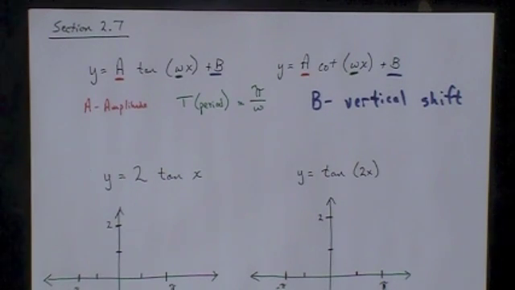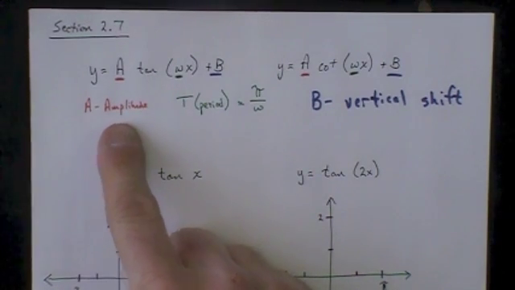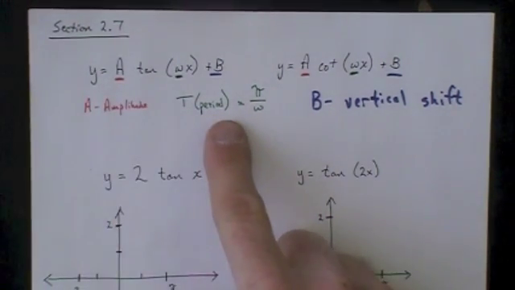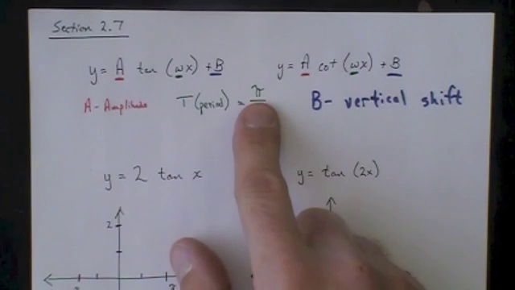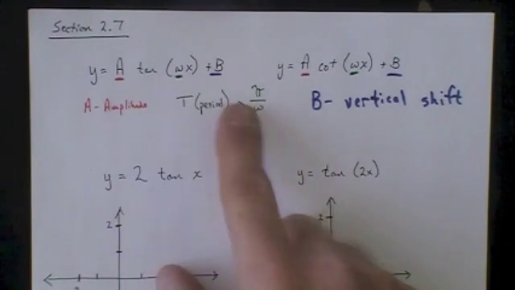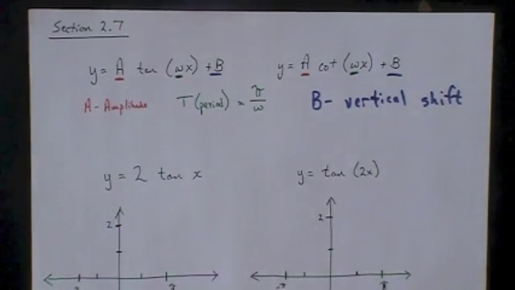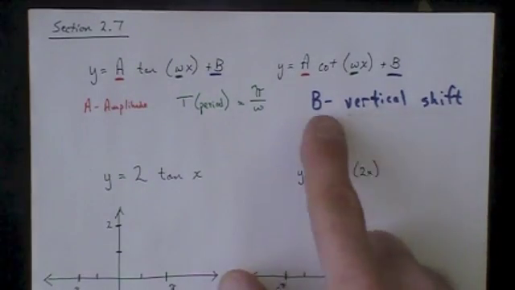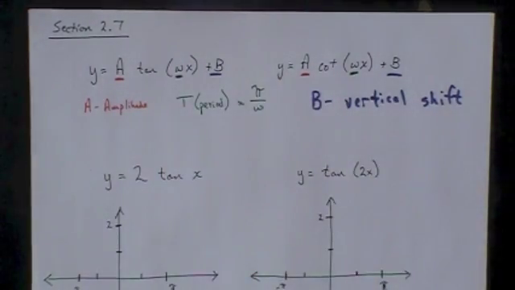Also in section 2.7 we're looking at tangent and cotangent. Still the same idea with our amplitude values here. The period now for tangent and cotangent, remember, is only pi. So if we have a value in here, now we're taking pi divided by that value to look at the period. And again, b is our vertical shift.